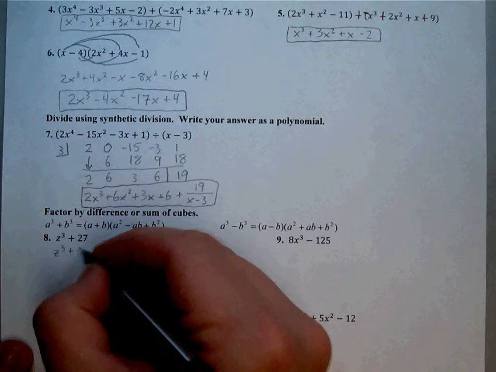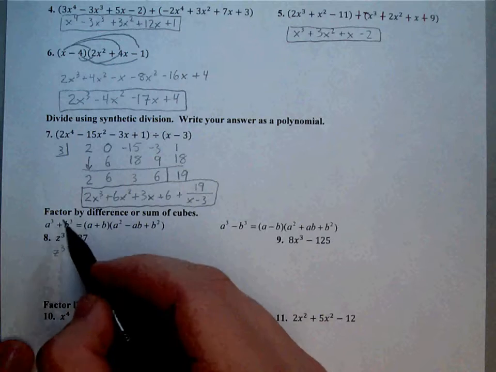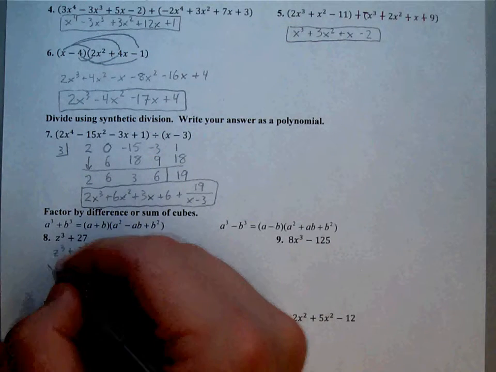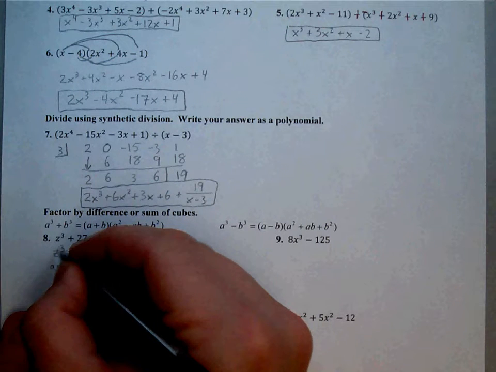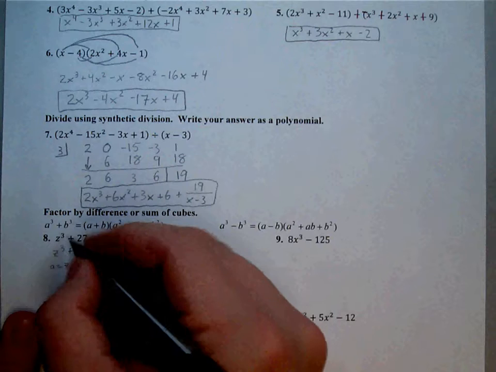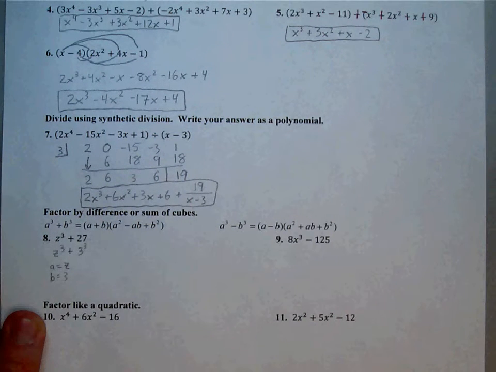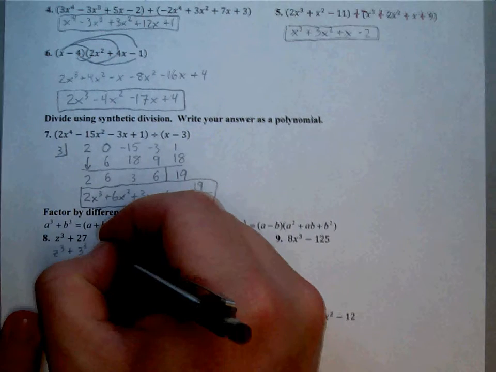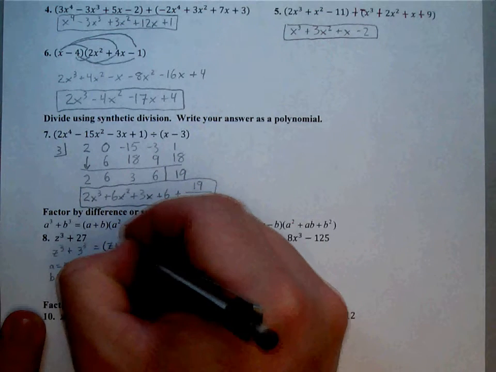27 is 3 cubed. So I'm going to write it as 3 cubed. Now, it's a cube plus a cube. So we're going to use this first formula. The a of the formula is our z. Not with a cube, just the z. And the b, that's the second base number, that's the 3. So everywhere there's an a, I substitute in z. Everywhere there's a b, I substitute 3. So, first set of parentheses, it says a plus b, so I say z plus 3.